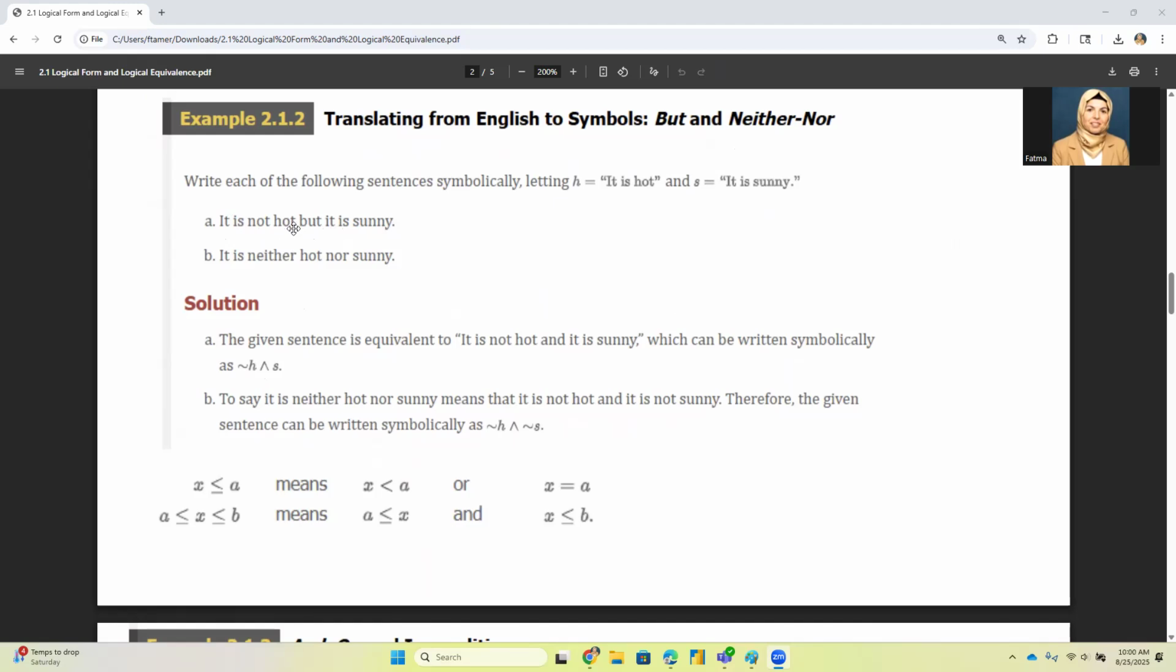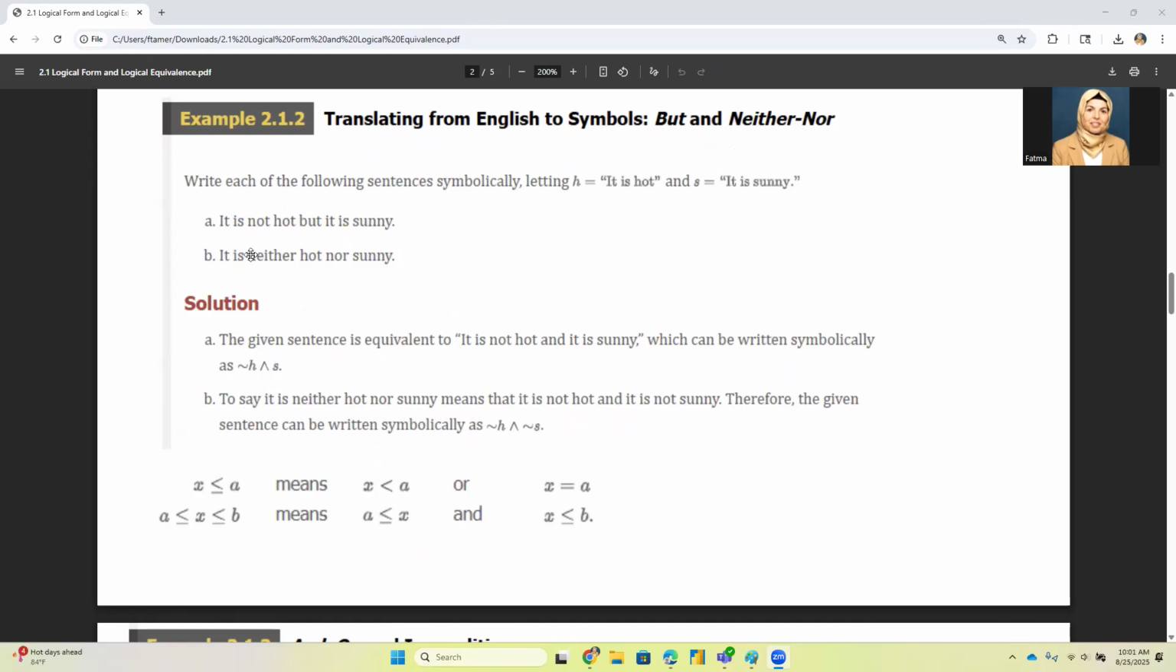So when you say it is not hot, but it is sunny, this is not hot, and but will change with an and statement. It is sunny is S. This is how we're going to get the answer. Not hot is not H, but is N. It is sunny is S.